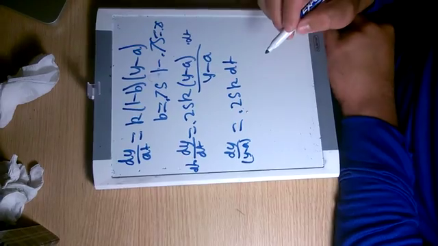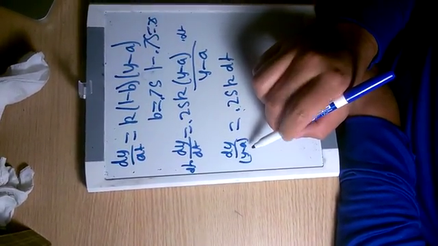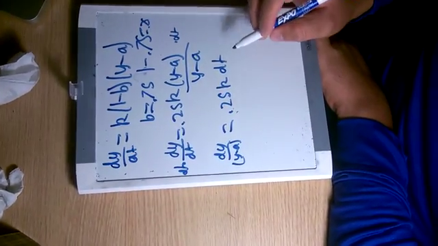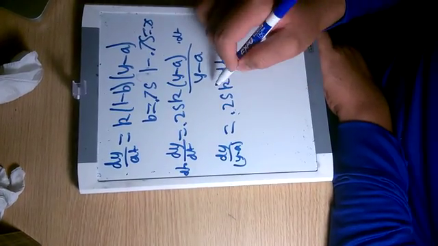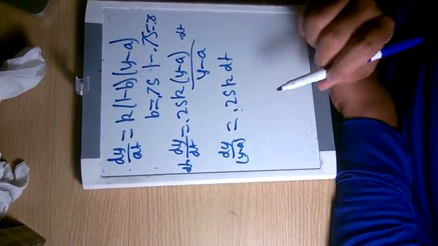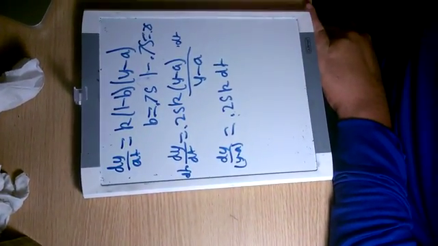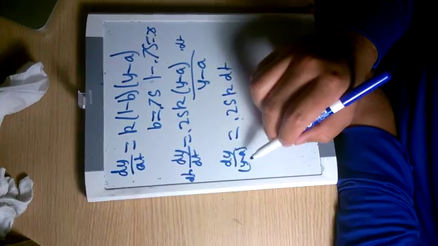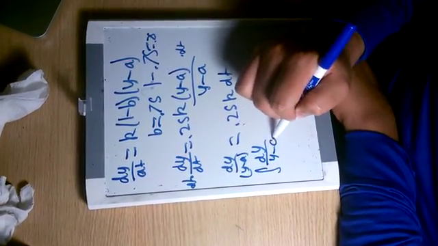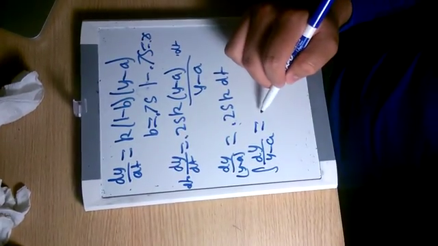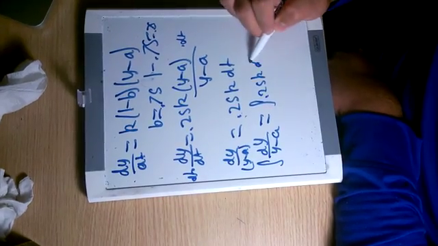Alright, now we need to find the integrals for both of the sides. Here we're finding the integral with respect to y, and here with respect to t. Because we're integrating with respect to t, we treat k as a constant, so 0.25k is a constant. So you write the integral of dy/(y - a) equals the integral of 0.25k dt.